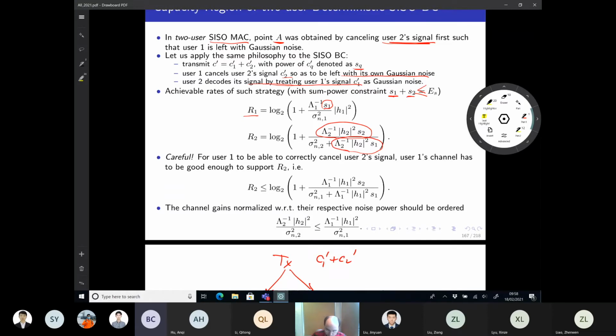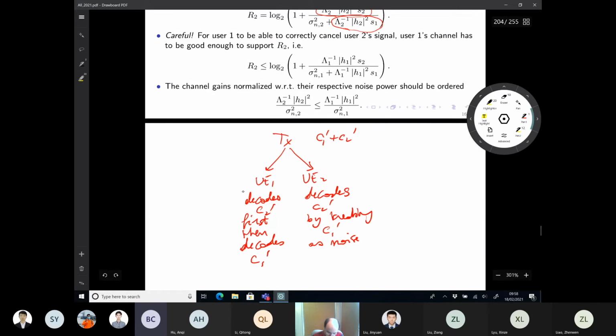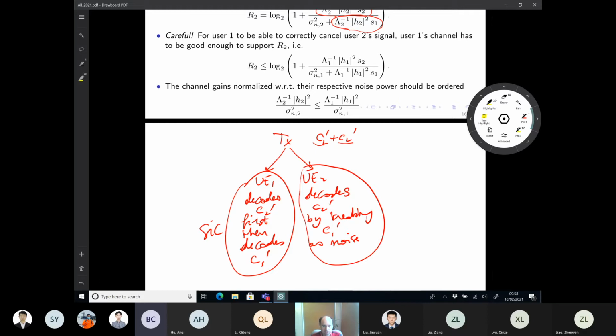Okay. So I have two messages to transmit. And what I'm saying is that user 1 performs an SIC and user 2 does not. User 1 performs an SIC where it decodes the message of user 2 first and then his own message, right? User 1 performs here SIC where it decodes C2 prime first and then decodes C1 prime. User 2 just treats any interference as noise. Okay, so it will treat the interference from user 1 as noise.